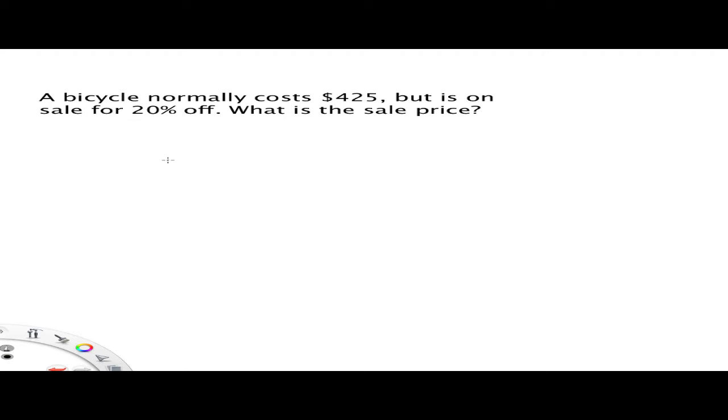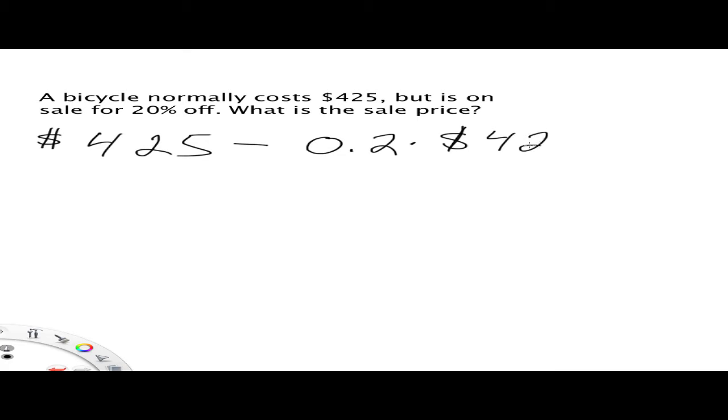And that's our original cost was $425. That's the original price. And we're going to deduct from that our discount. And our discount is 20% off, and it's 20% off of $425. And so we want to find out what is 20% of $425. We need to change this to a decimal. So we've got 0.2. Move the decimal point 2 places, right? Times 425, and that's going to give us the sale price.